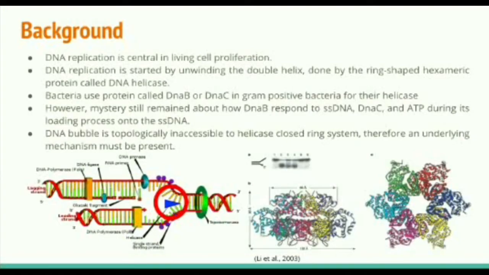Introduction. DNA replication is very important in all living cells because in order to proliferate, they must first replicate their DNA. And to replicate DNA, they use helicase to unwind the double helix form of DNA. However, the DNA bubble is topologically inaccessible to helicase because helicase has a hexameric closed ring system. And the question from this paper is how helicase accesses the DNA.